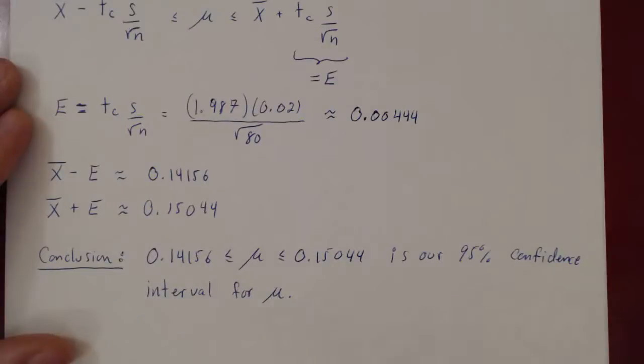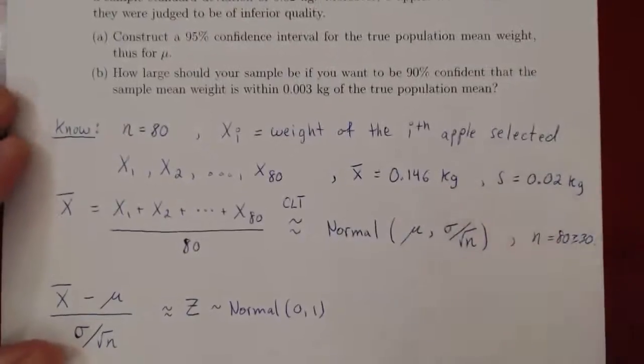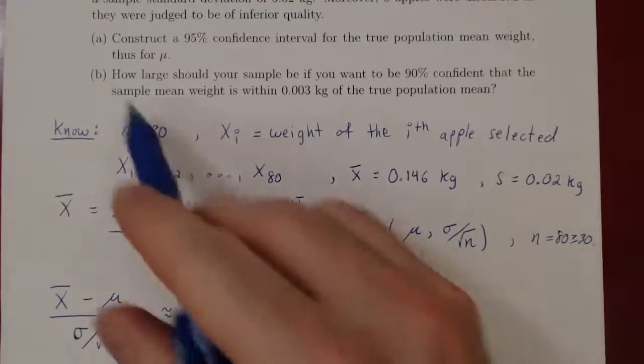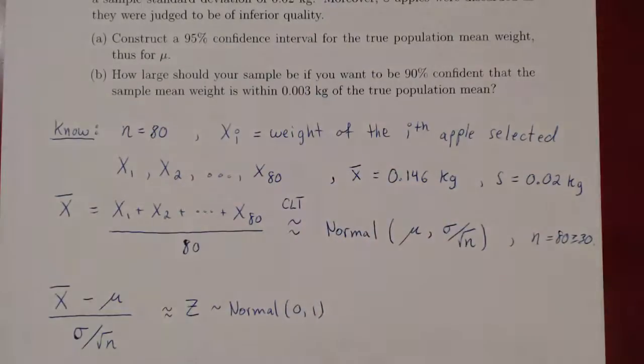Now, let's answer problem B. And this will, as you'll see, be very, very short. Let's go back to the question. In B, we're asking a different question. We're asking how large should your sample be? So now we're saying how big of a sample should you take? So we're asking to find n, the sample size.